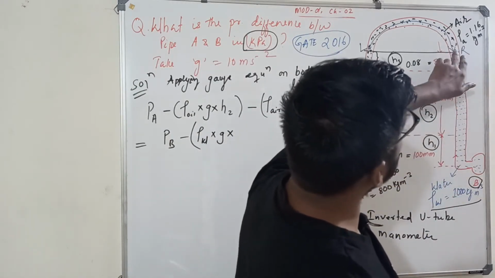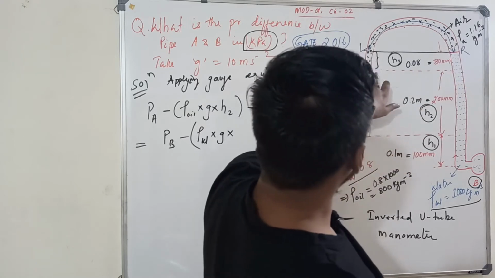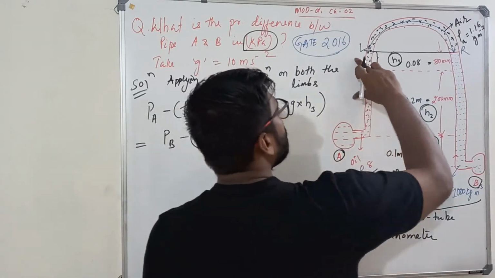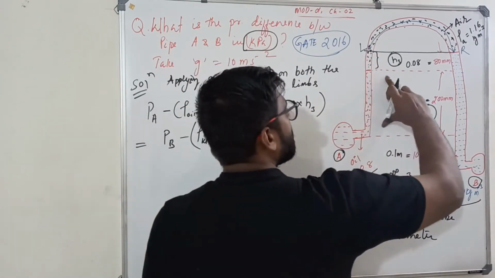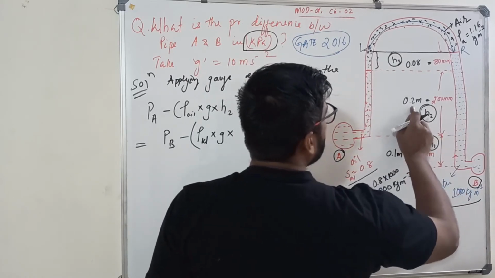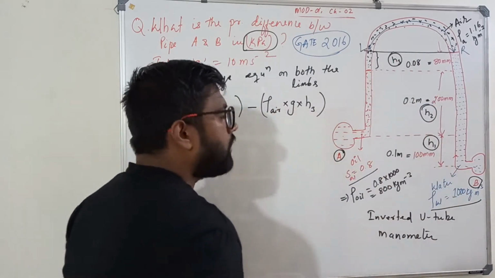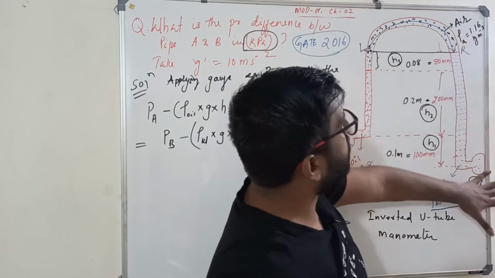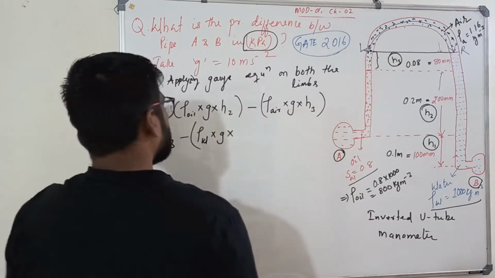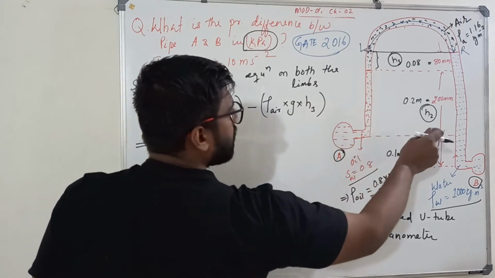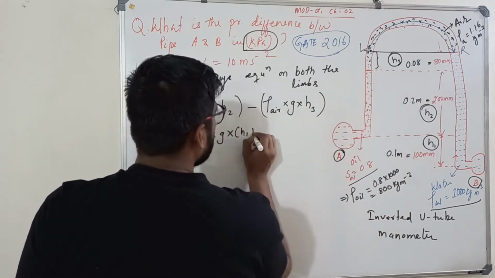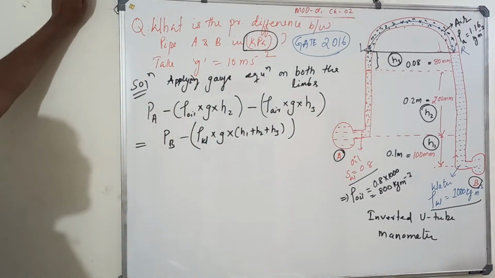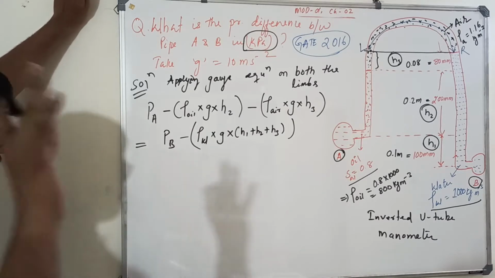See, the water is there till here. Oil was up to here. On the left limb there are two different fluids, the oil and the air. Oil has a height of 0.2 meter, air's height was 0.08 meter. But on the right hand limb I have only water from here to here, a single fluid, so the total height is the height of the water only. So rho water g into total H, H1 plus H2 plus H3. This is your gauge equation. Once you write the gauge equation, everything is very, very simple.